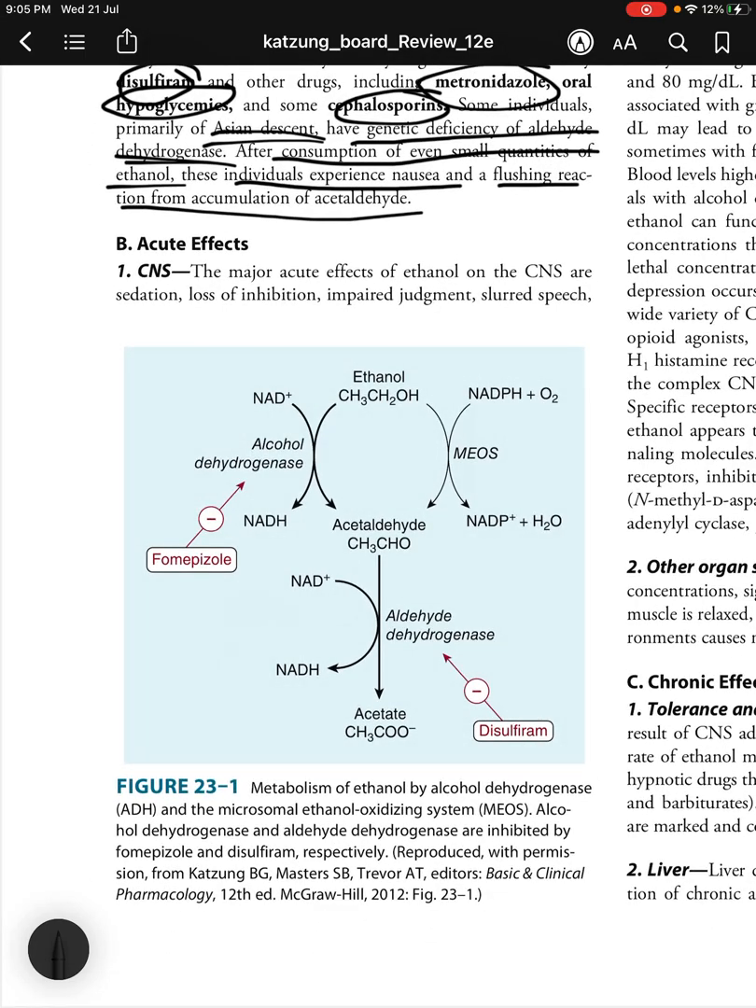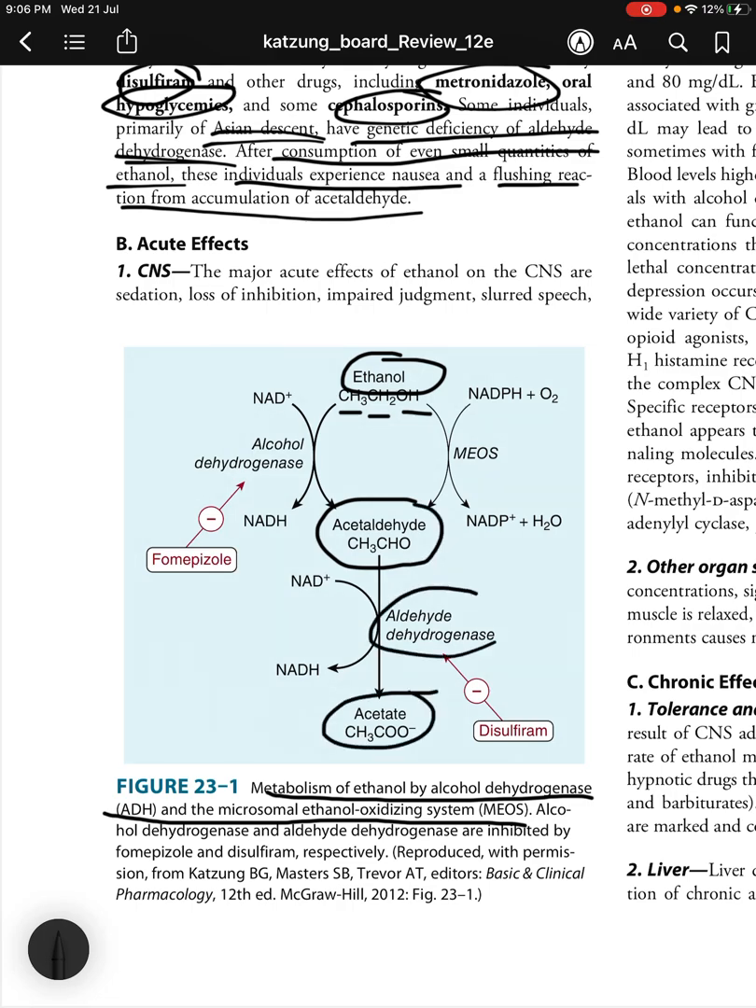Moving on to the acute effects. Before moving on, let us just look at this metabolism of ethanol by the alcohol dehydrogenase family and the microsomal ethanol oxidizing system. So you have ethanol here, CH3CH2OH or C2H5OH. It is converted to acetaldehyde, which is then converted to acetate by aldehyde dehydrogenase.